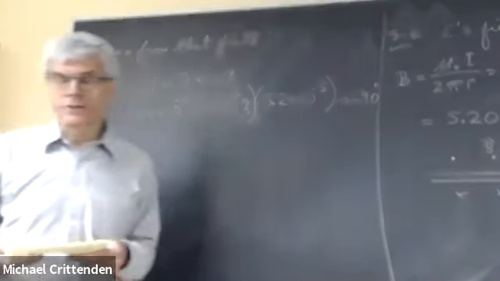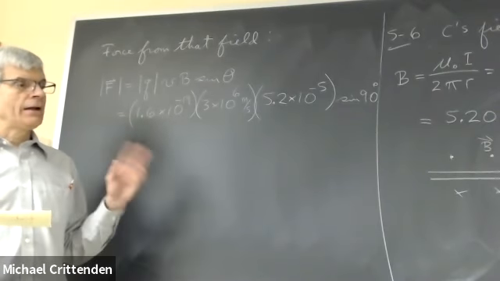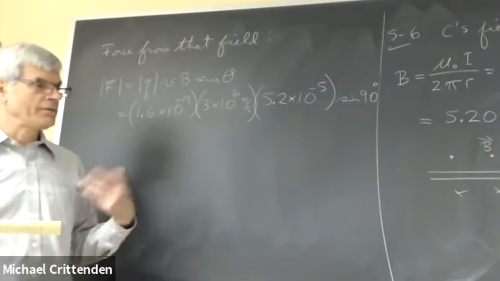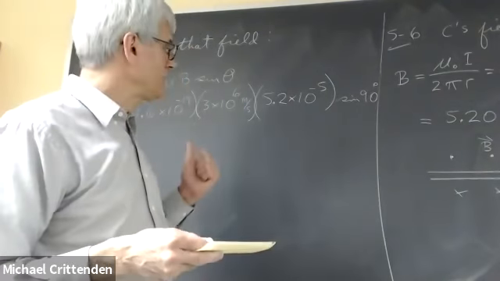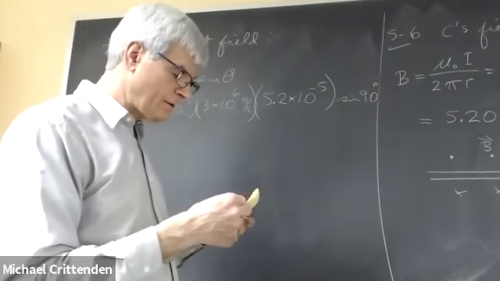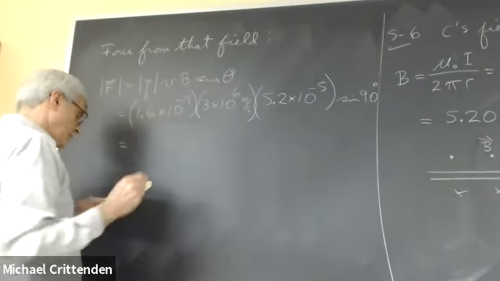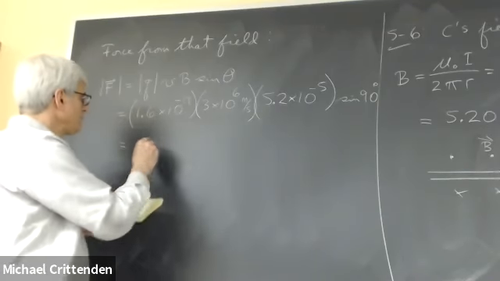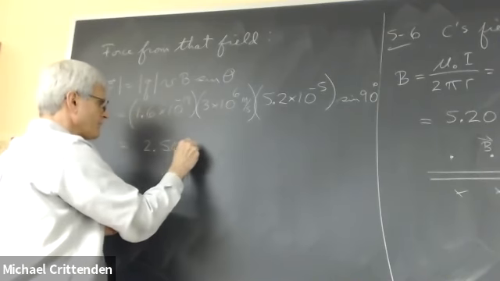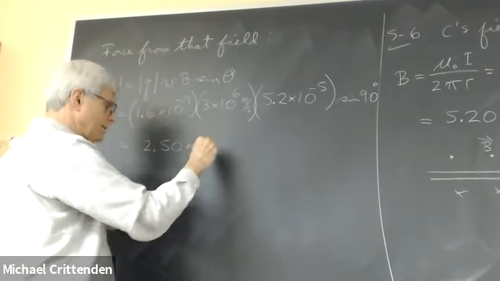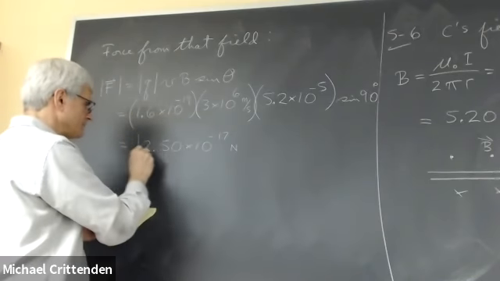Theta is 90 degrees. Theta is the angle between the direction the electron is going and the direction of the magnetic field. The field is in the negative z direction. The velocity vector is in the negative x direction. X is perpendicular to z. You managed to push all the right buttons. That comes out 2.5 times 10 to the negative 17 Newton.